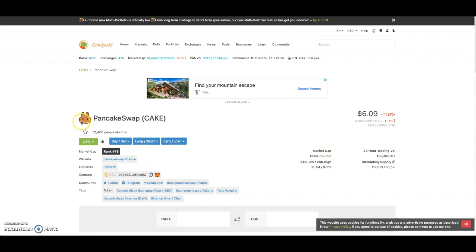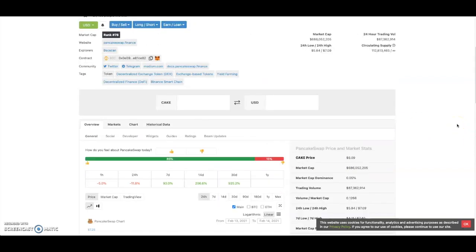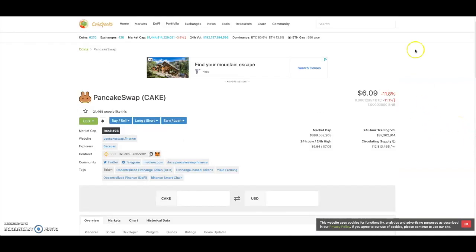Miss me with that. So as you can see, you got PancakeSwap here. In the past three months, PancakeSwap did a 3,495% gain, bruh. That's just the last three months, from around $0.19 to the ultimate high of $18, guys. That is some incredible gains.